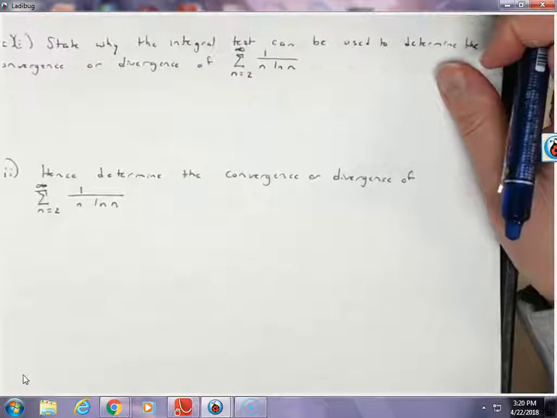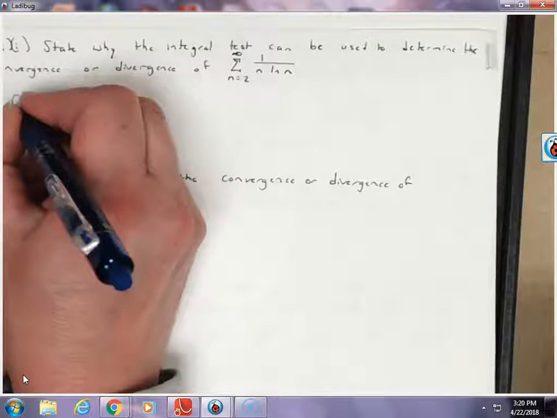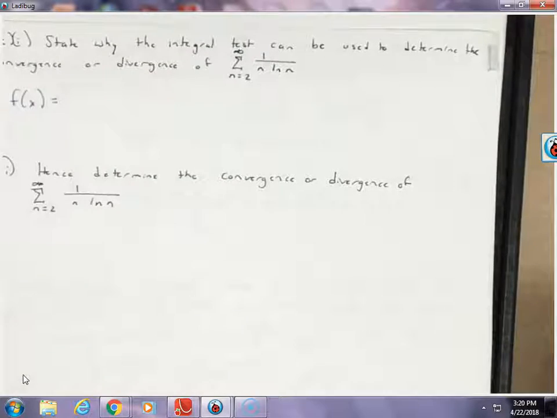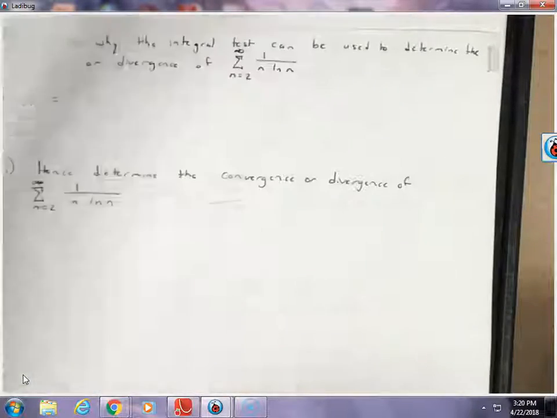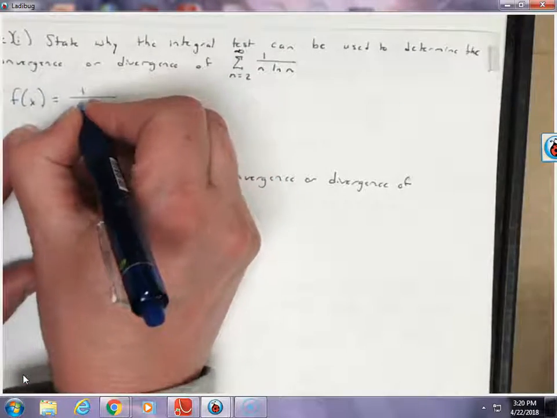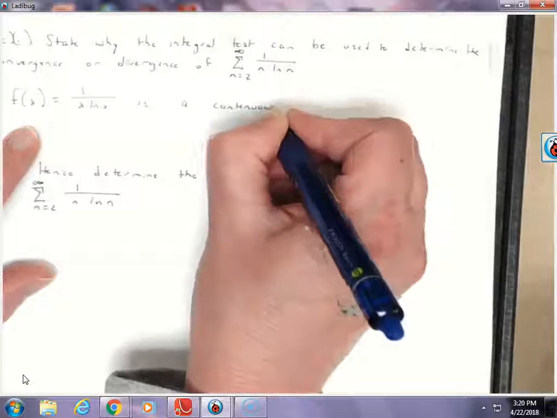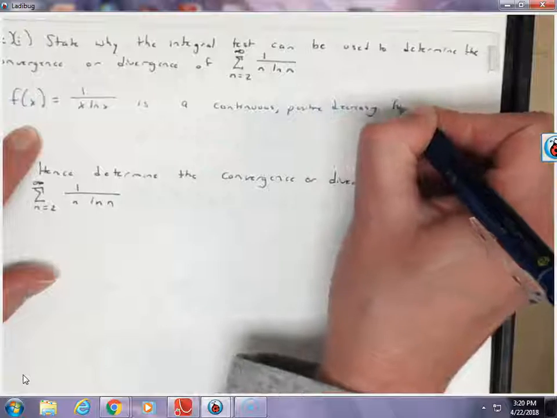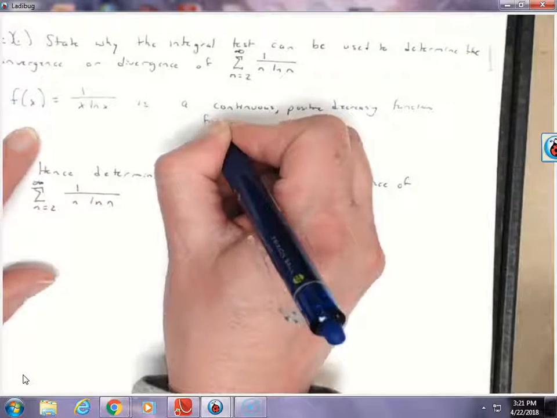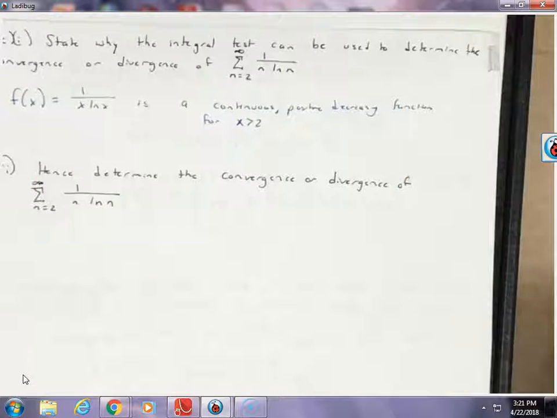Okay, so it says state why you can use the integral test to figure out this same thing. Well, they just want you to state what determines that you can use the integral test, which is that the function is a continuous positive decreasing function. So you're just going to say that. You can graph it, take a look at it at this point, to make sure it's a positive decreasing function. And I'm going to go with for x greater than 2, because they picked 2 for a reason there. So I'm going to assume that as I move forward.